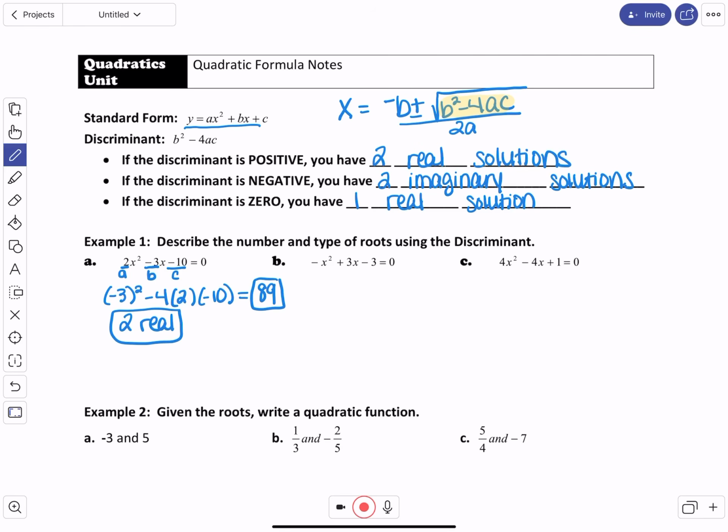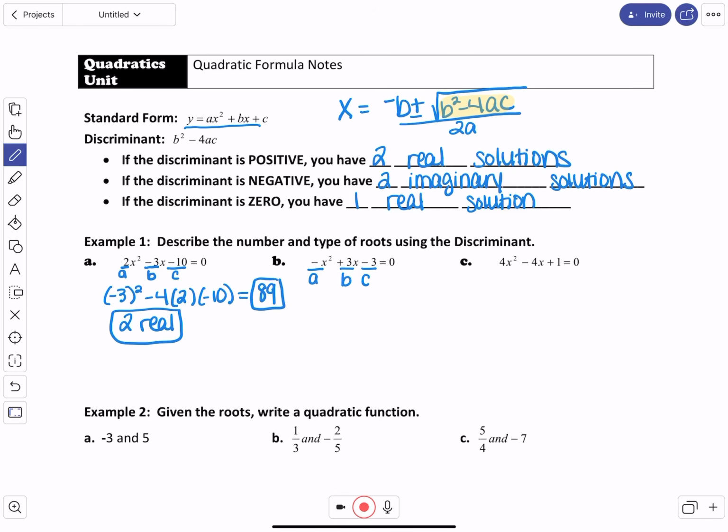Since it's positive, that means we would have two real solutions. So for B, this number is going to be A because that's with x squared. That's technically a negative 1. This number is going to be B, your 3, and negative 3 is going to be C.